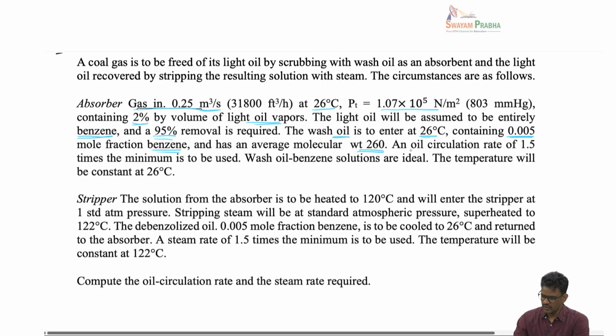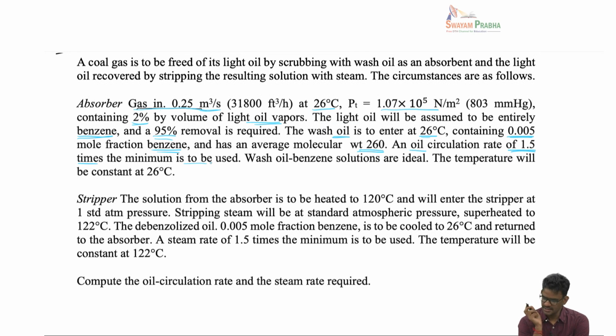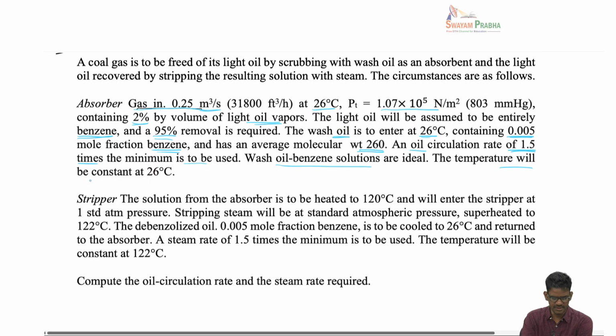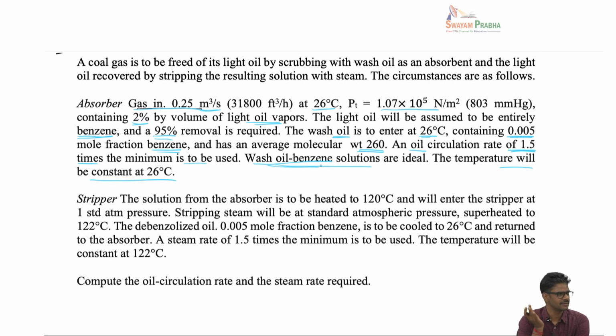Now you can see the oil, the liquid, is circulated at 1.5 times the minimum. That means we first have to find the minimum liquid or oil flow rate, and then take 1.5 times that, 50% more. Then the wash oil is ideal, and the temperature will be constant at 26. The wash oil benzene solution being ideal is an indication that you can use Raoult's law for the equilibrium data. That's not given here.